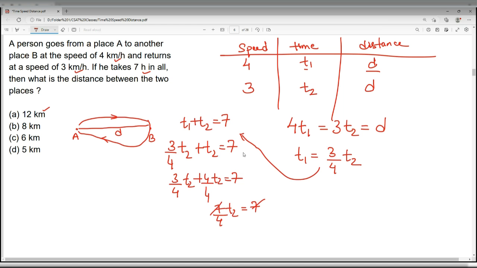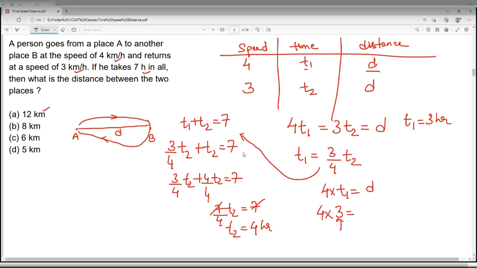7 and 7 got cancelled. t2 is equal to 4 hours, and t1 is equal to 3 hours. And we need to find out d. You can find out here itself: 4 into t1 is equal to d. We have found out that t1 is 3.